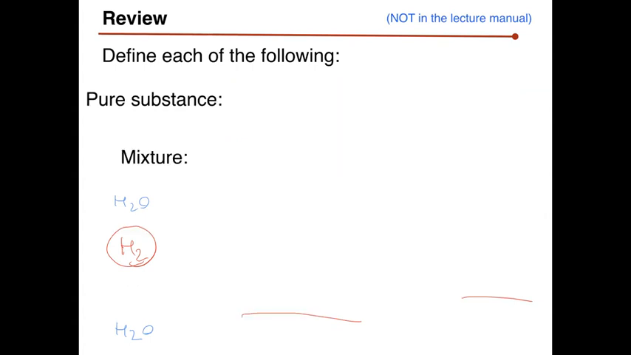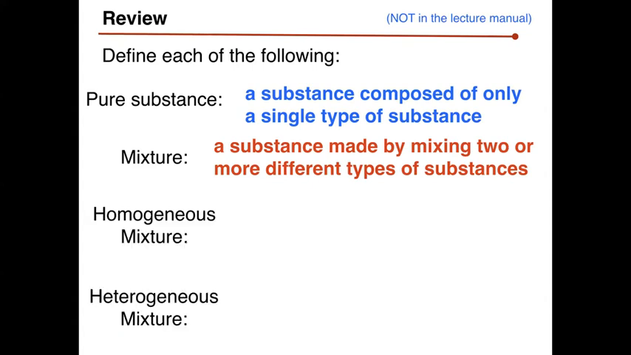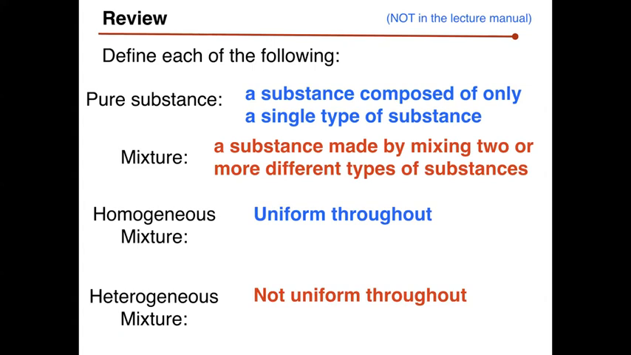So the next one is the difference between pure substance versus mixture. A pure substance is a substance composed of only one type. A mixture is composed of two or more types of substances. We can break the mixture into two categories: homogeneous versus heterogeneous. Homogeneous is a mixture that mixes into a uniform mixture. The other one would be not uniform.